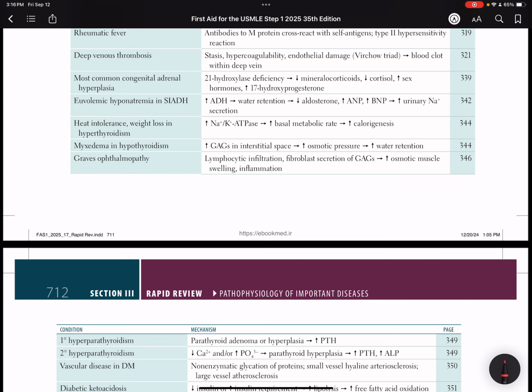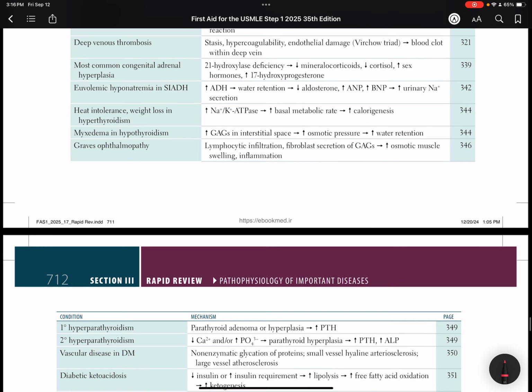Most common congenital adrenal hyperplasia, 21-hydroxylase deficiency, leads to decreased mineralocorticoids, decreased cortisol, increased sex hormones, increased 17-hydroxyprogesterone.